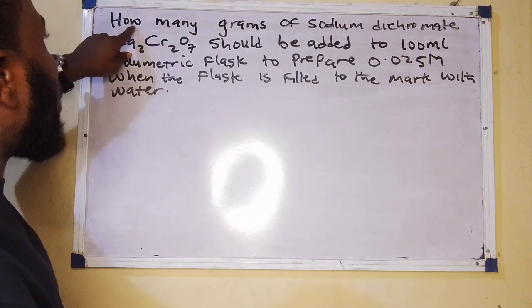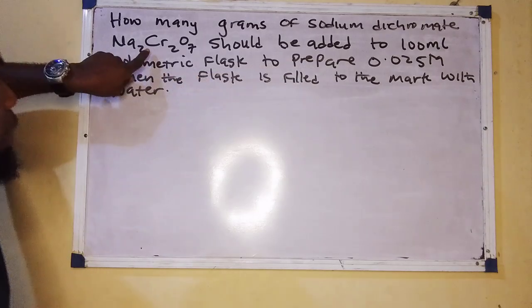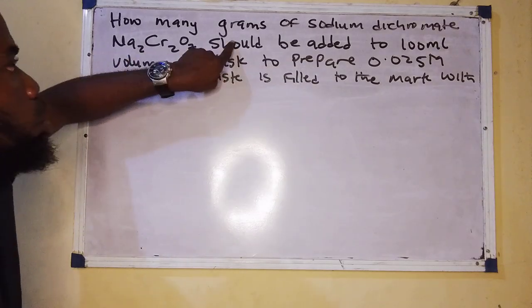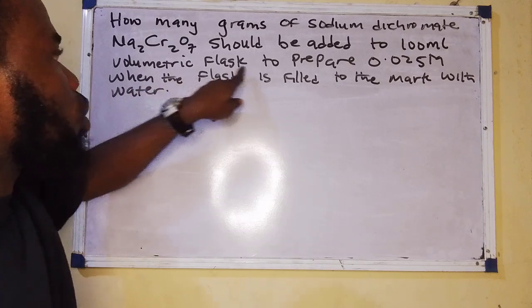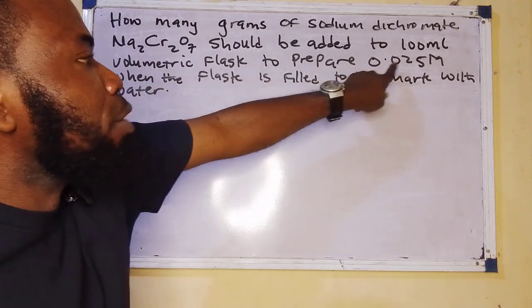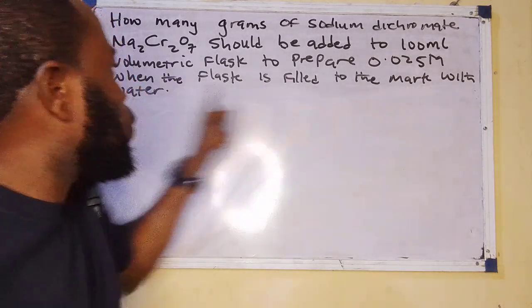Now, how many grams? Now look at it. How many grams of sodium dichromate, they gave the formula, lucky you, should be added to a 100 ml volumetric flask to prepare 0.025 molar when the flask is filled to the mark with water?